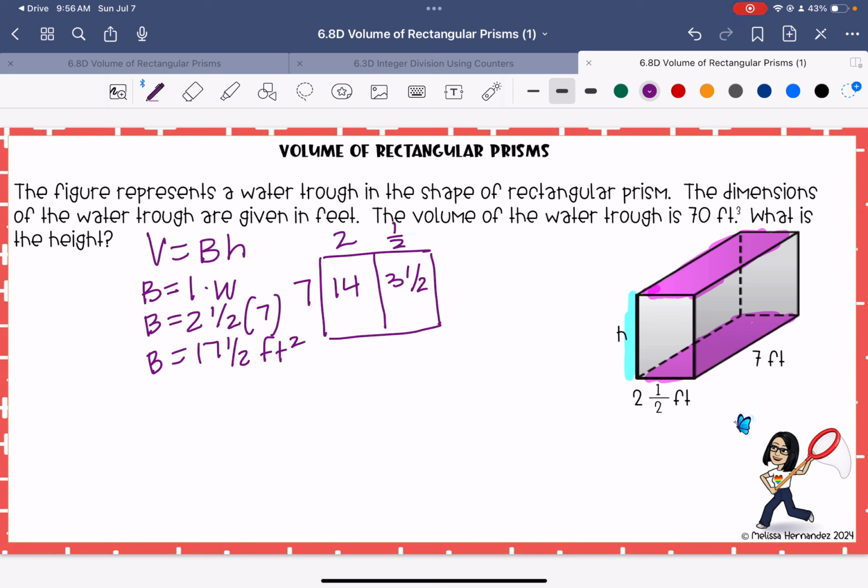All right, so we're going back, and we're going to plug in 70 for volume. And I'm not going to use fraction. I'm going to use an equivalent decimal, which is 17.5 or 17 5/10. And I'm going to plug in the h because I'm trying to find height. So this goes back to a one-step equation. So I need to solve for my height. So I got to isolate that variable. I will divide both sides by 17.5.